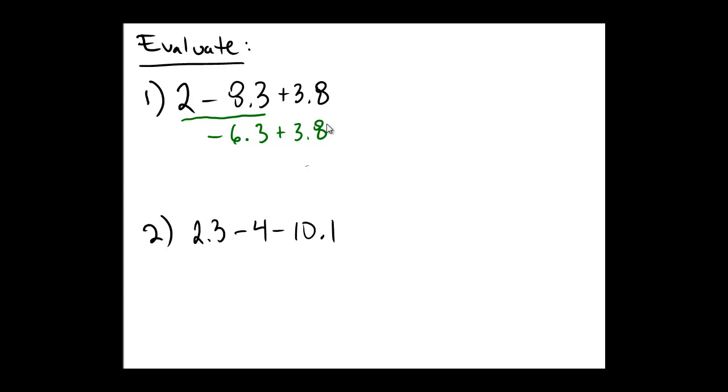These ones are enemies because one is negative and one is positive. So they fight, and we can tell that the negative is going to win. How much are they going to win by? Well, they'll win by 6.3, and how far away is 6.3 from 3.8?